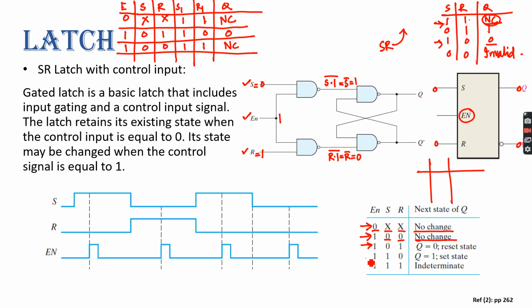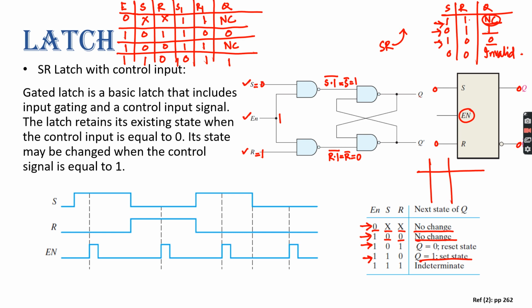Now again, if you put enable 1 and you put here 1 and 0, it means they will be inverted here because of S bar and R bar. So it will be 0, 1, and for 0, 1 what is the output? 1. 1. So here you can see the output will be 1, right? Yes, sir.